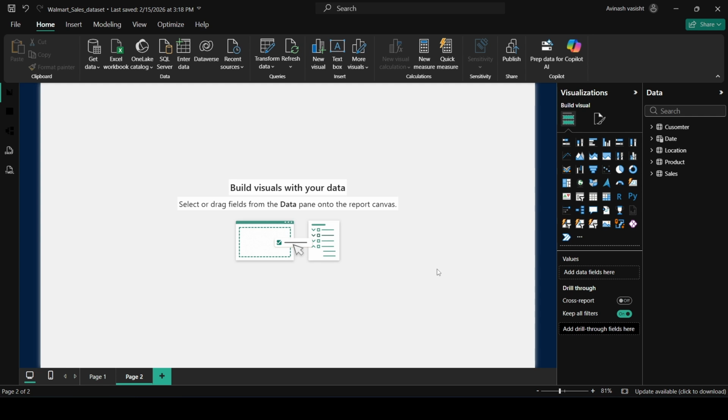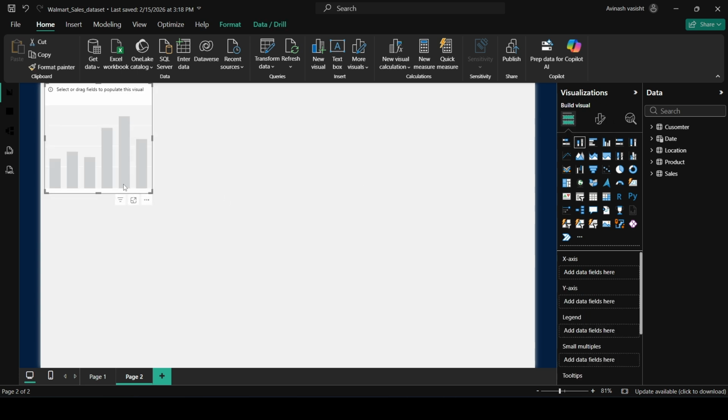Hi everyone, in this video we are going to see the column chart that is available in Power BI, and it is very helpful to compare a category with numerical data. On the x-axis we have a category and on the y-axis we have numerical data. First you will select the column chart.